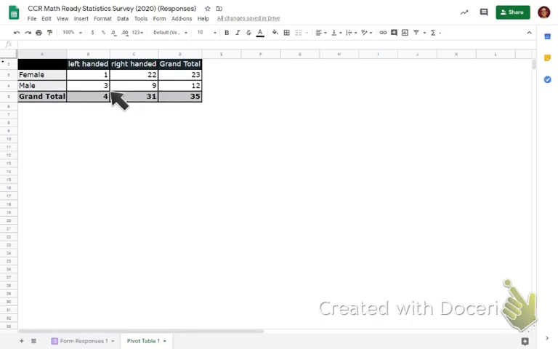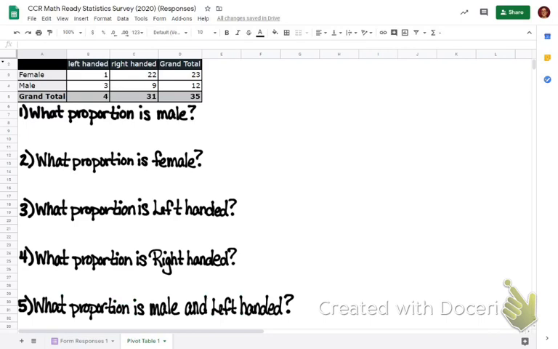Along the male row, I had 3 males identify as left-handed, 9 males identify as right-handed, for 12 males total. 23 plus 12 gives me 35 people that responded to the survey. So this down here, this is the grand total, as opposed to a row total or a column total. All right, we can start to answer a couple of questions using our two-way table here.